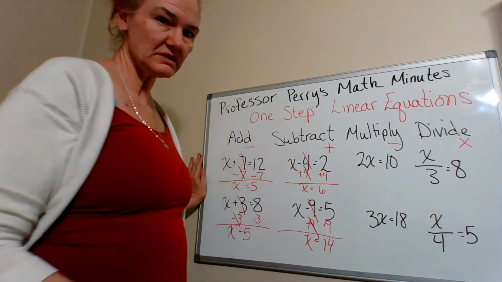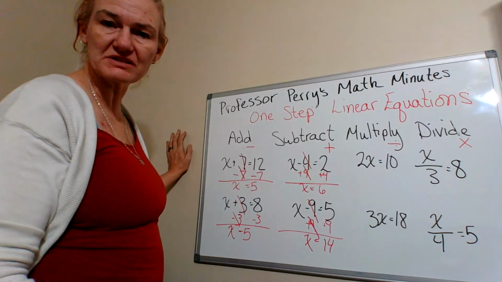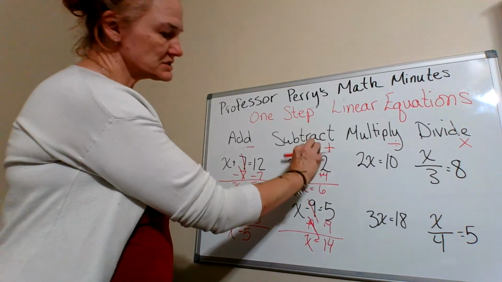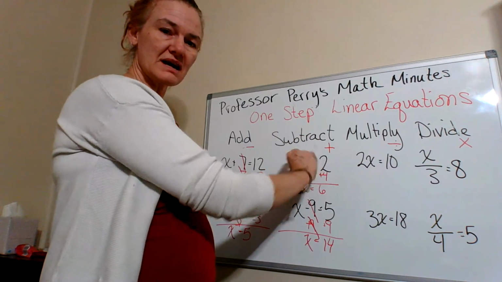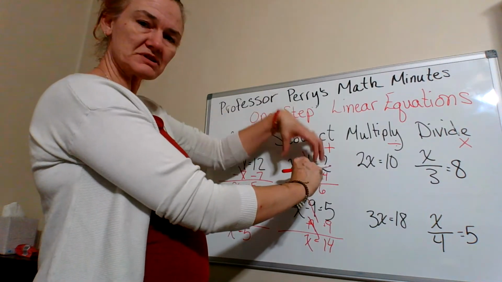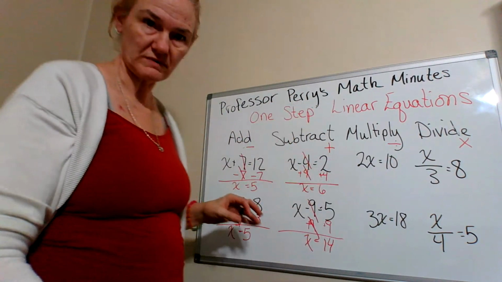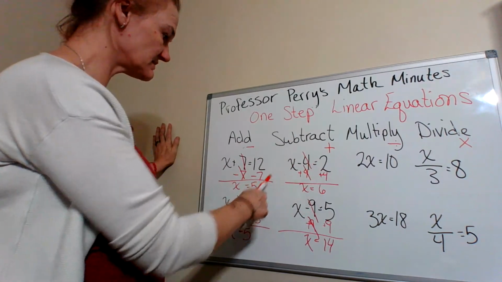Now, why do you do it on both sides? Okay, we call it balancing equations. So the equation is balanced. If you only do it on one side, it's going to tip. You have to make sure you either add or subtract the same thing to both sides, or it won't be balanced anymore. So that's why we have to do both sides of the equals.